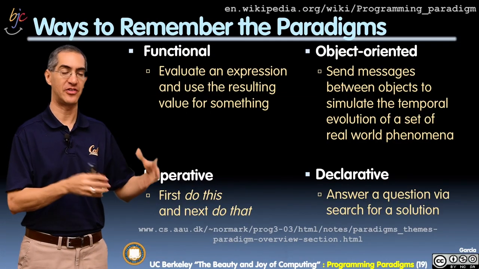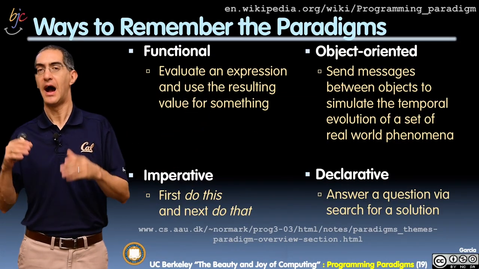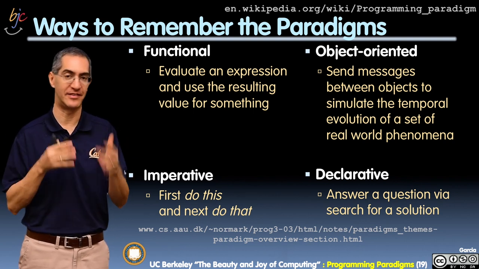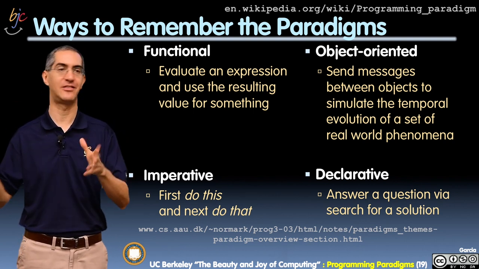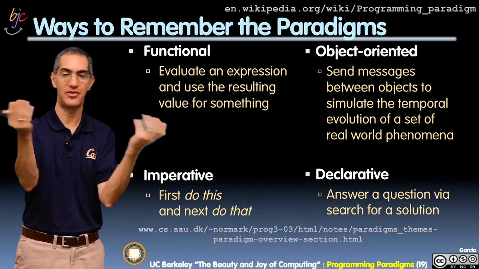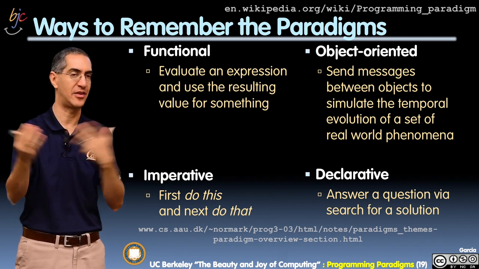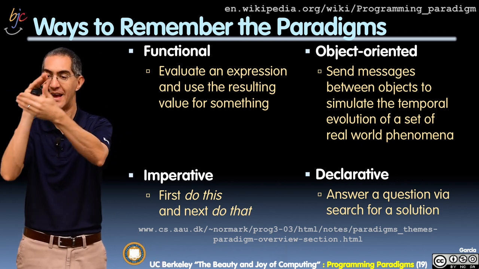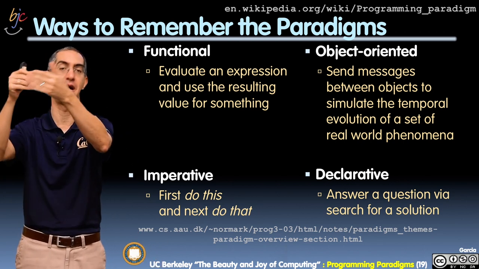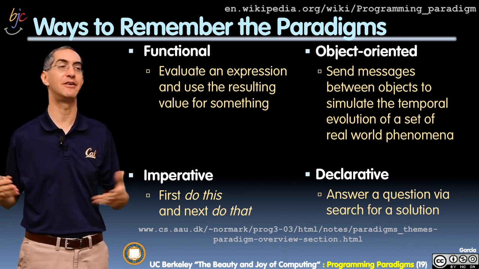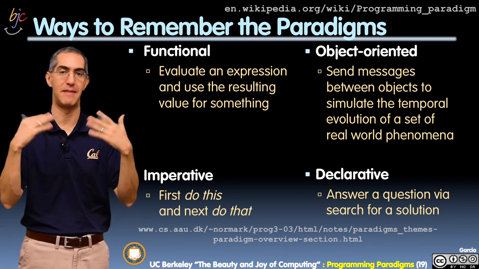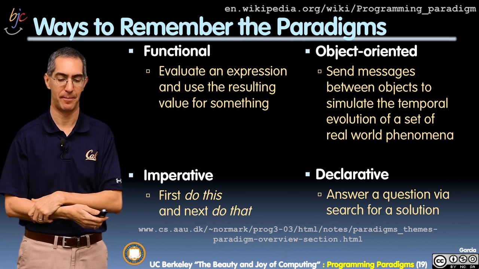Functional, you evaluate expression and have a result. Imperative, do this, do this, do this, do this. You're allowed to have assignment and mutation and state. Object-oriented says you have these agents, these objects. They're going to send messages back and forth to each other. You either have a factory putting out instances, or you have prototyping where you say, this particular instance is a model for other instances. And declarative is you put facts into the system and you query it for answers, like magic, okay? Those are the four ways to remember that.